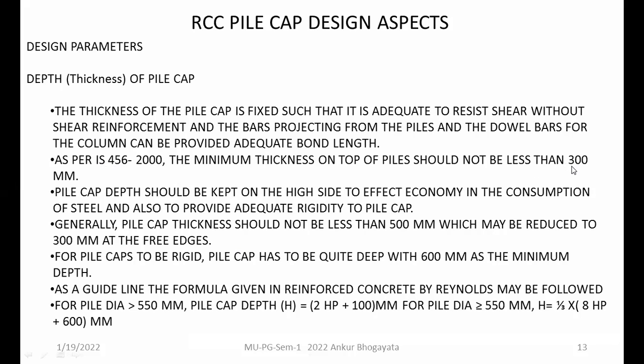So it is but natural that when you have a thickness of 300 mm, you are bound to provide side reinforcement also. While generally speaking, the pile cap thickness should not be less than 500 mm, which may be reduced to 300 mm again, as we say.